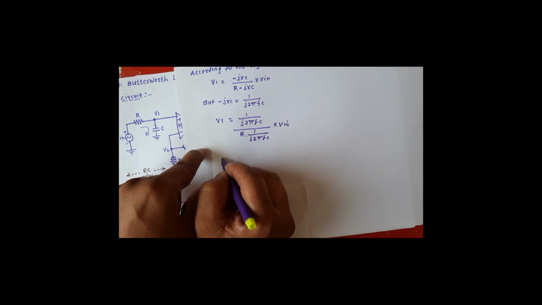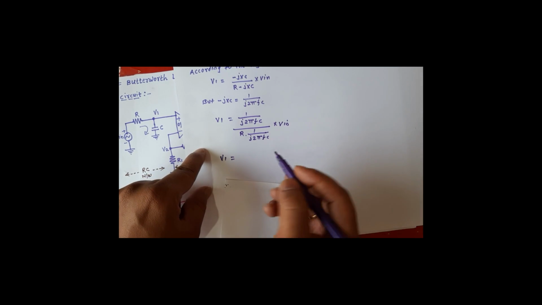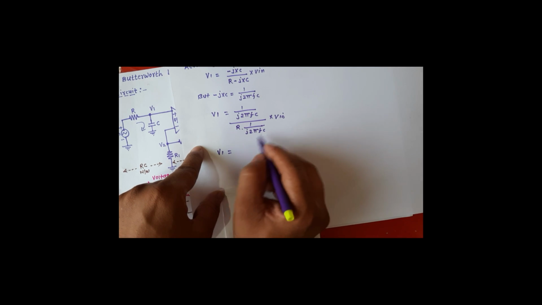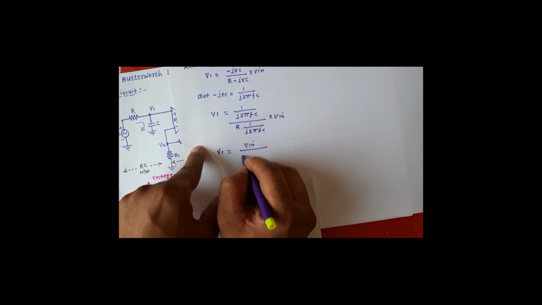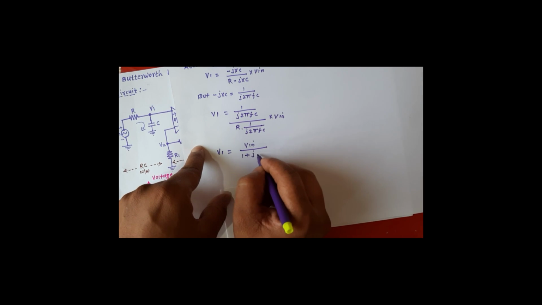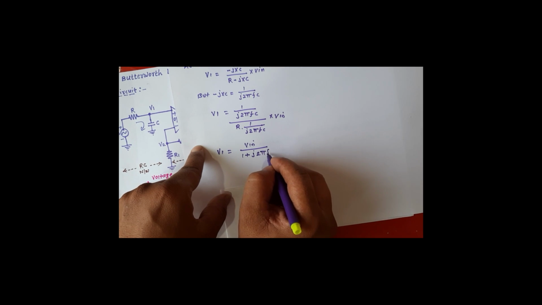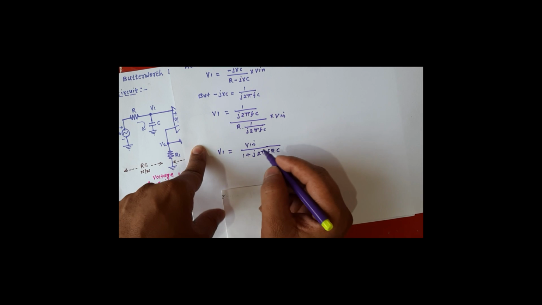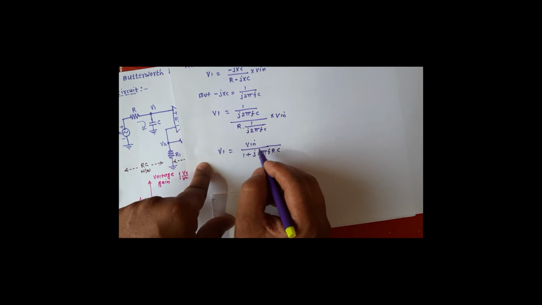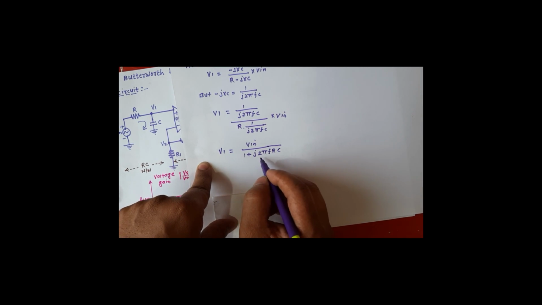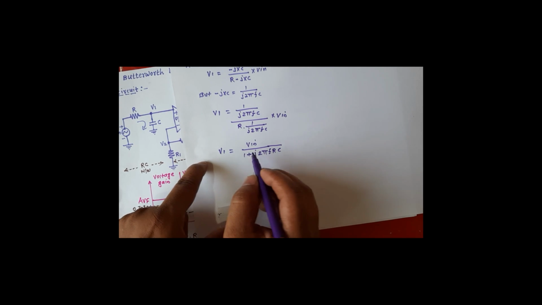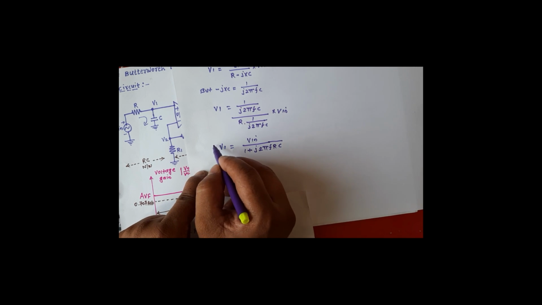Taking LCM, we can find V1 is equal to Vin upon 1 plus j2πfRC. Right, taking LCM, we find V1 is equal to Vin upon 1 plus j2πfRC. So this is the V1 voltage.